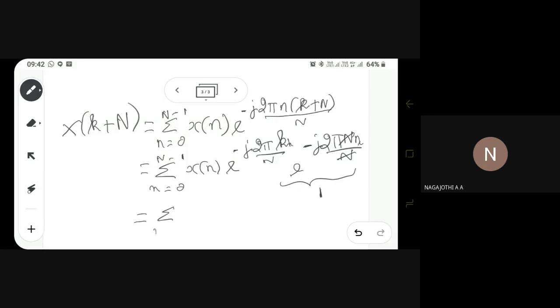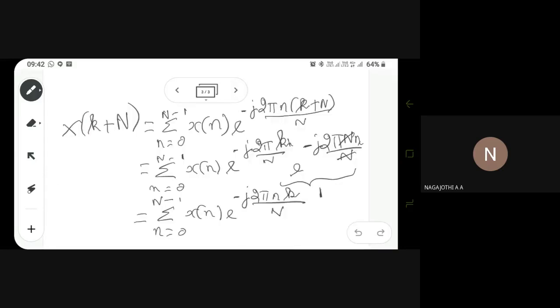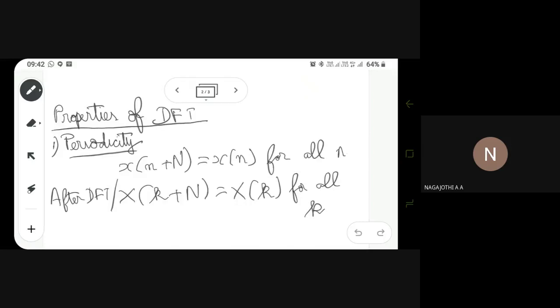summation n equal to 0 to n minus 1 x of n, e power minus j 2 pi nk by capital N. So it is nothing but the same as that of x of k. So this is same as that of your x of k. So what you got is x of k plus N is equal to x of k. So we have proved this. Okay, so we have proved this step.